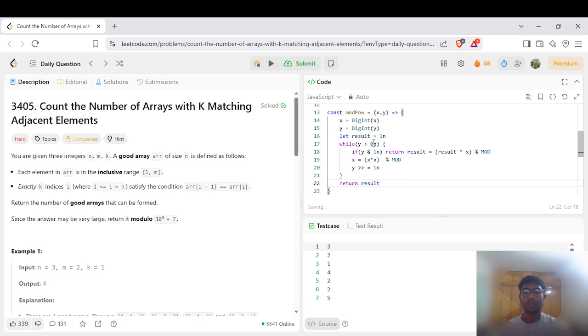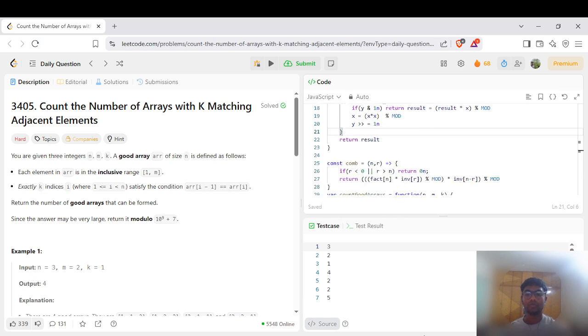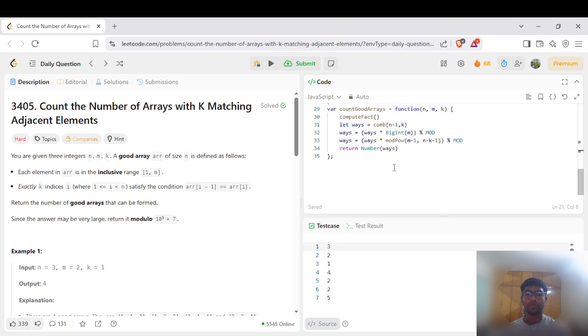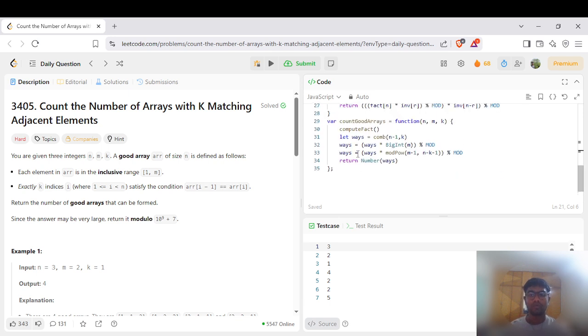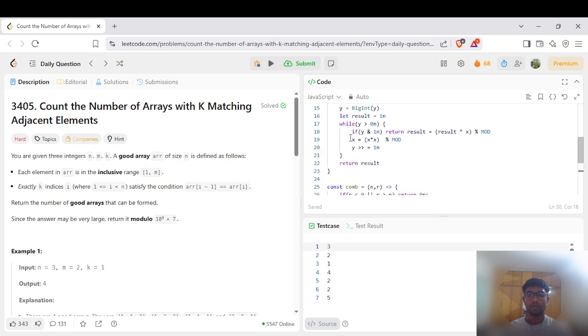So we are computing till the power of y is 0, and we are returning all of the power values with mod being applied to it. Next, let's look at this function, compute fact.